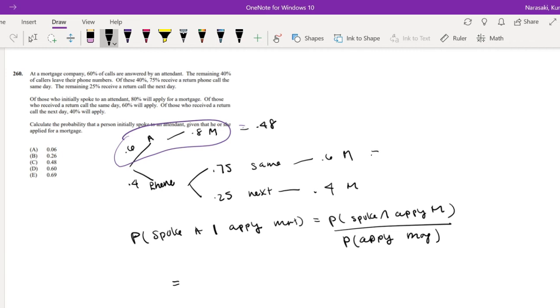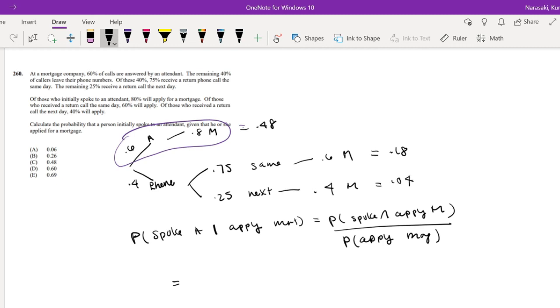So for this one right here, this is going to be equal to 0.4 times 0.75 times 0.6, which is 0.18. And the probability that they left the message and got a call the next day and apply for a mortgage, well, that's equal to 0.4 times 0.25 times 0.4, that's equal to 0.04.